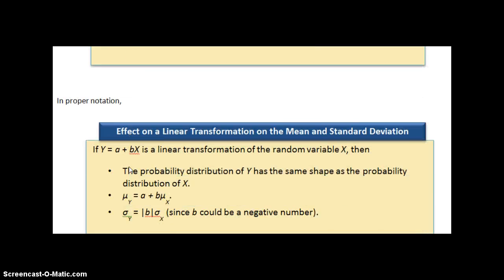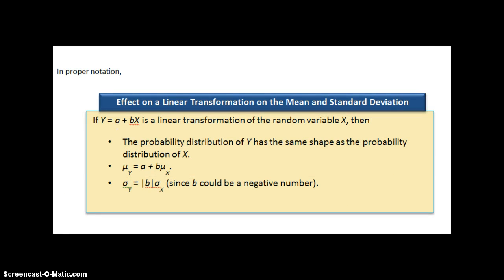If we look at that in proper notation, then if I am adding a constant A and multiplying by a constant B to a random variable X, then the probability distribution has the same shape as it originally did. The new mean takes the old mean, multiplies it by the value we multiplied by, and adds the value that we added. The new standard deviation can be formed by multiplying by the absolute value of the number that we multiplied. Notice that we're not changing the standard deviation by the constant A, since adding a constant does not change the standard deviation.